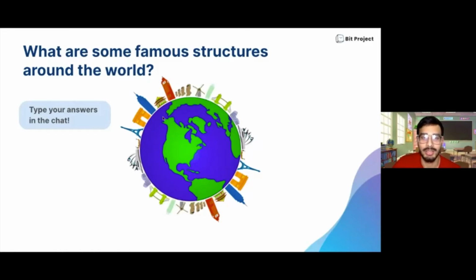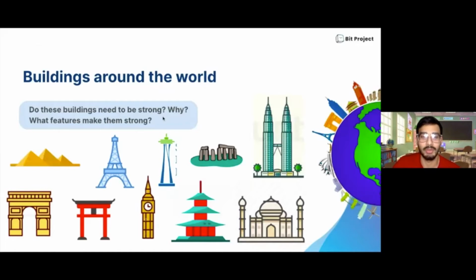Other famous buildings that we observe around the world include historic buildings like the pyramids or the Eiffel Tower, and more modern buildings like the Seattle Tower or the Twin Towers in Malaysia. All these other buildings that we observe, with different types of designs and architecture that are unique to the region, can be found all over the world.